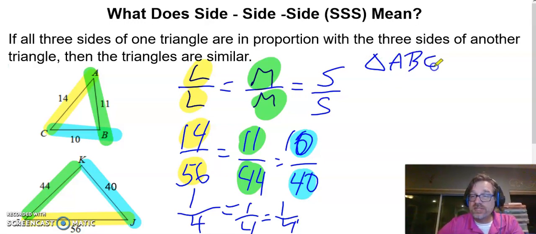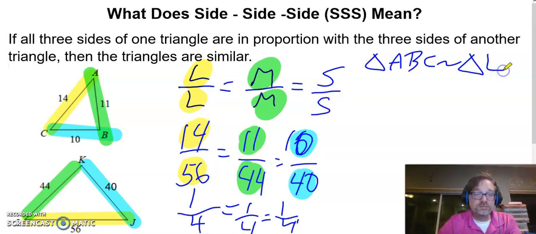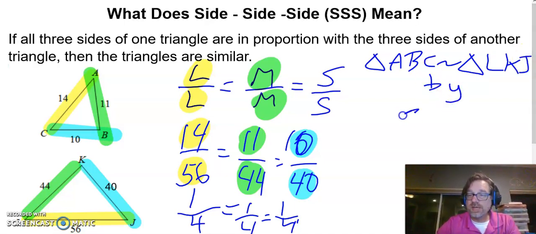Triangle ABC is going to be similar to triangle... So ABC, A is at yellow and green. So yellow and green is going to be L. B is green and blue, K. And then C is blue and yellow, and that will be J. And they are similar by the side, side, side theorem. Or postulate. That's a theorem.